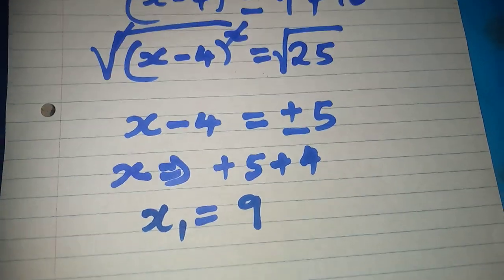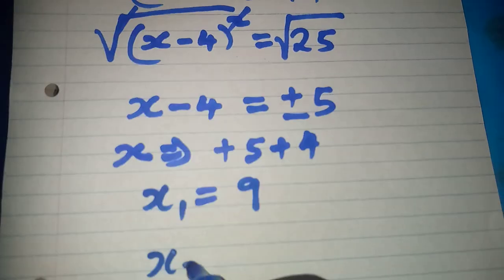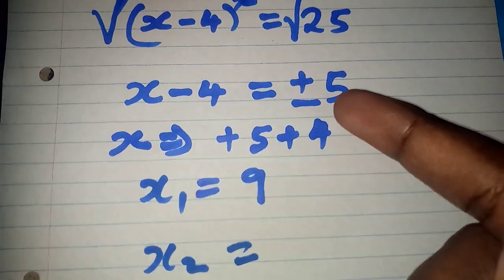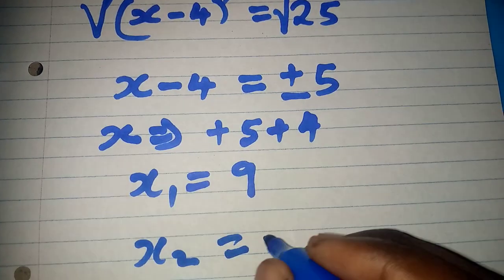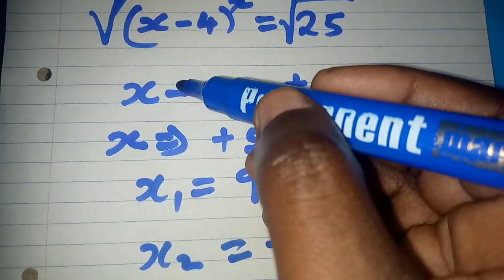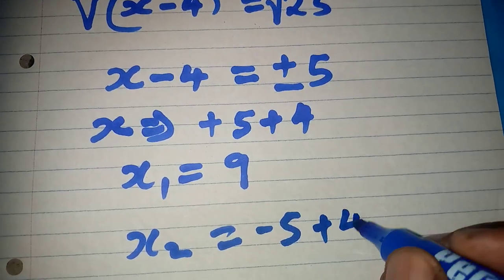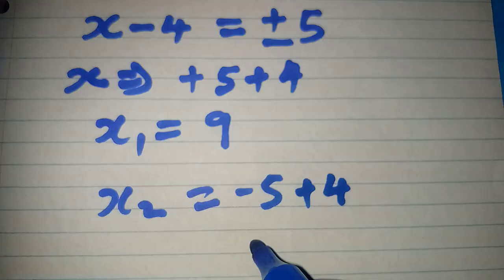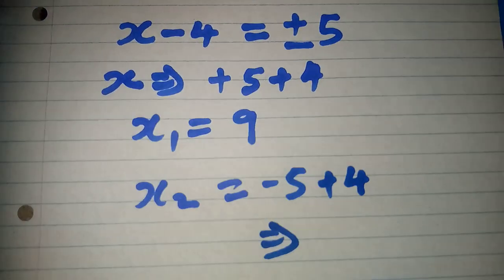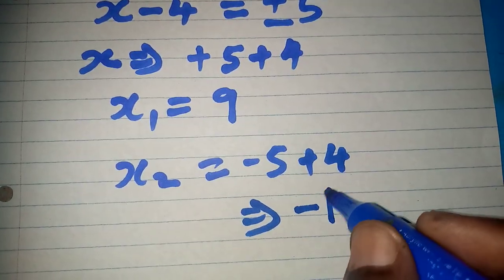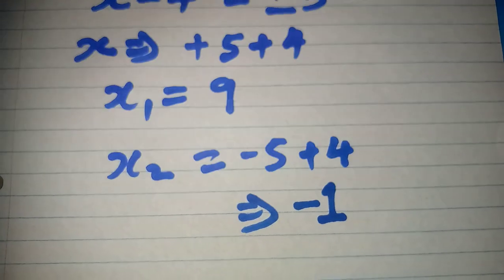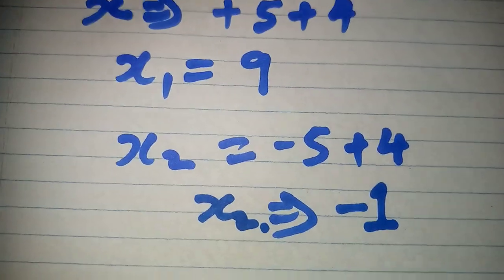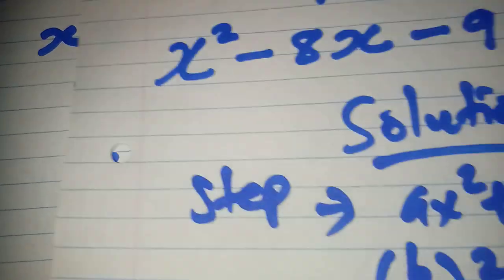I'll call it x1. For x2, I'm going to use the same approach, but this time round I'm going to use negative 5. So if you take it to the other side, it still remains a positive 4. If you take negative 5, add 4, of course, simple algebra math. Wow, the answer becomes negative 1. So we've managed to find the two values of x for this quadratic equation.